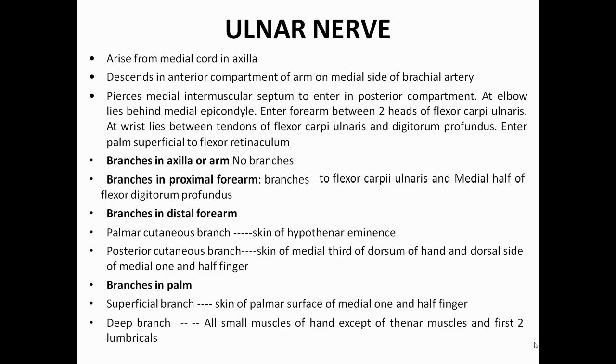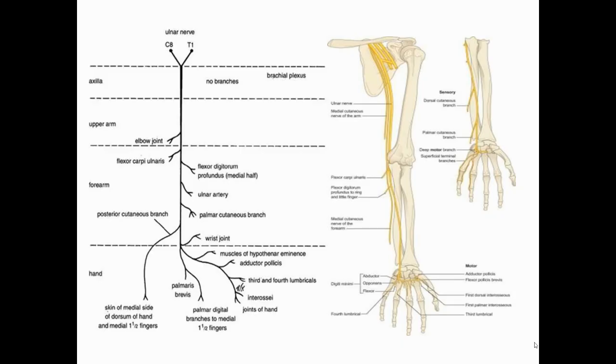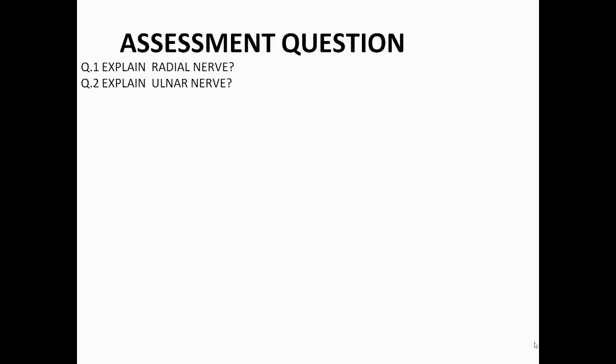Branches in the palm: the superficial branch goes to the skin of the palmar surface of the medial one and a half fingers, and the deep branch goes to all the small muscles of the hand except the thenar muscles and the first two lumbricals. We can see the ulnar nerve here in this picture.